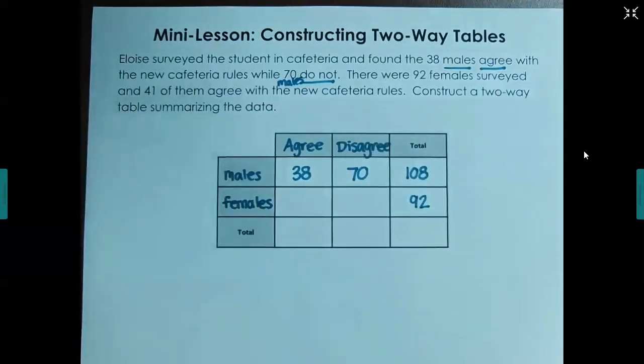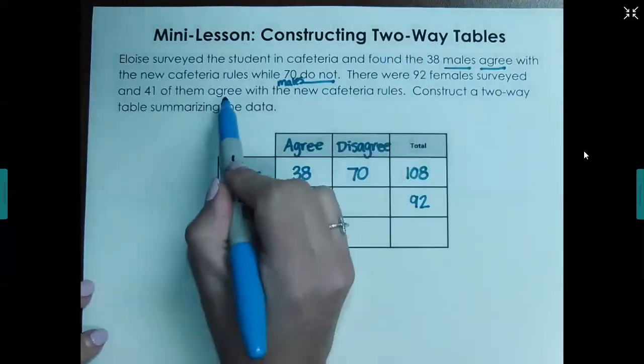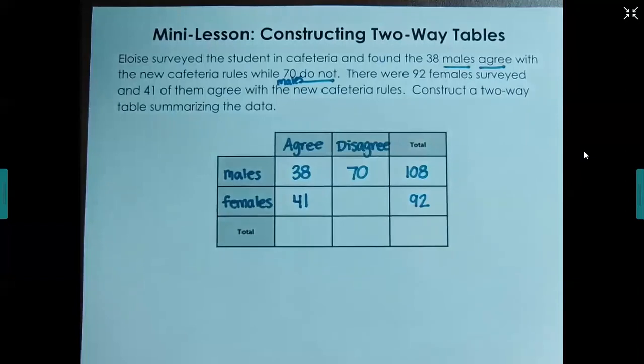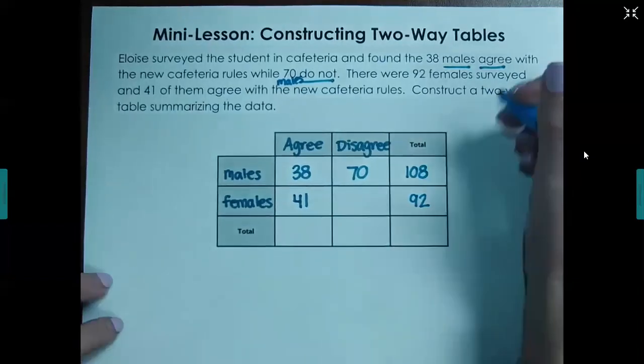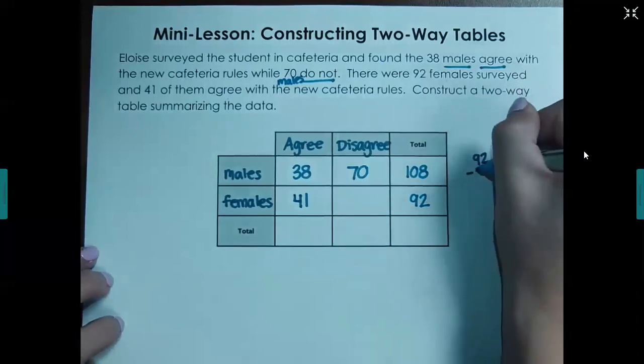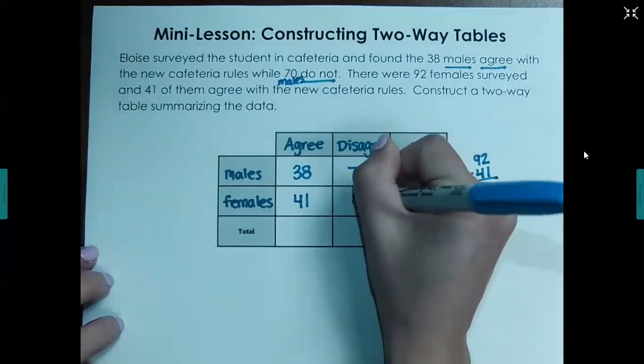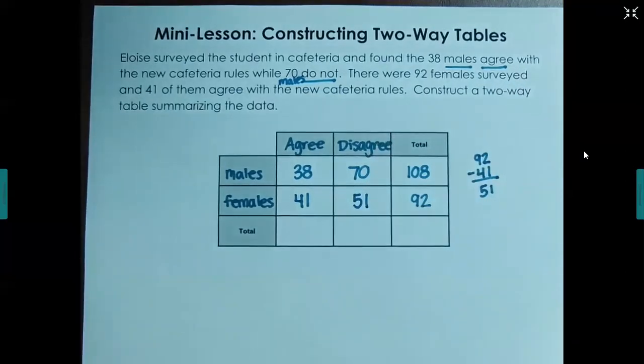Well, there's another piece of information. Females that agree. 41 of the females agree. So I have enough information to find how many of the females disagreed because there's 92 total. If I remove the 41 that agreed, I know I have 51 students that disagree with this rule.